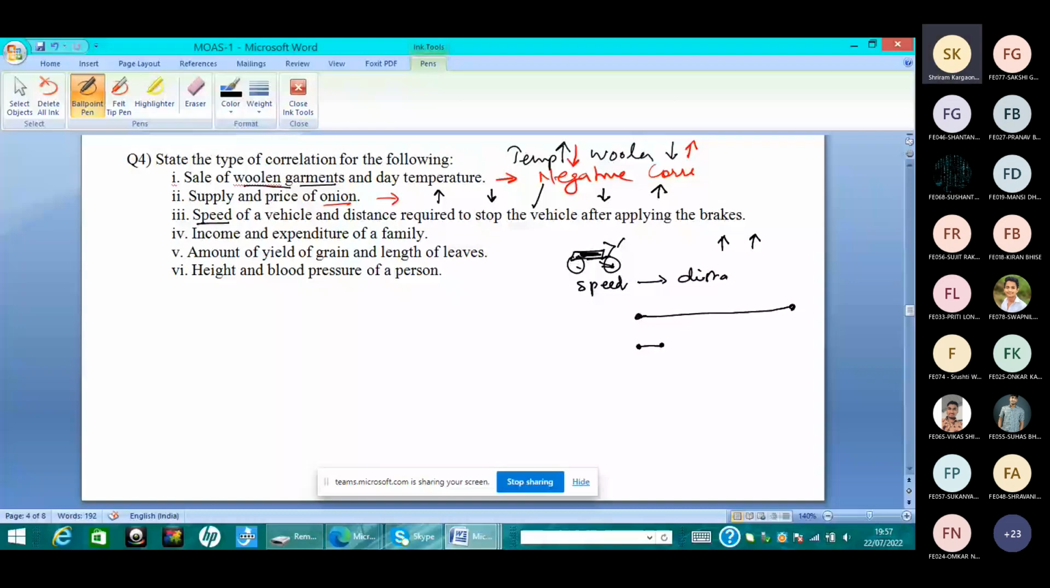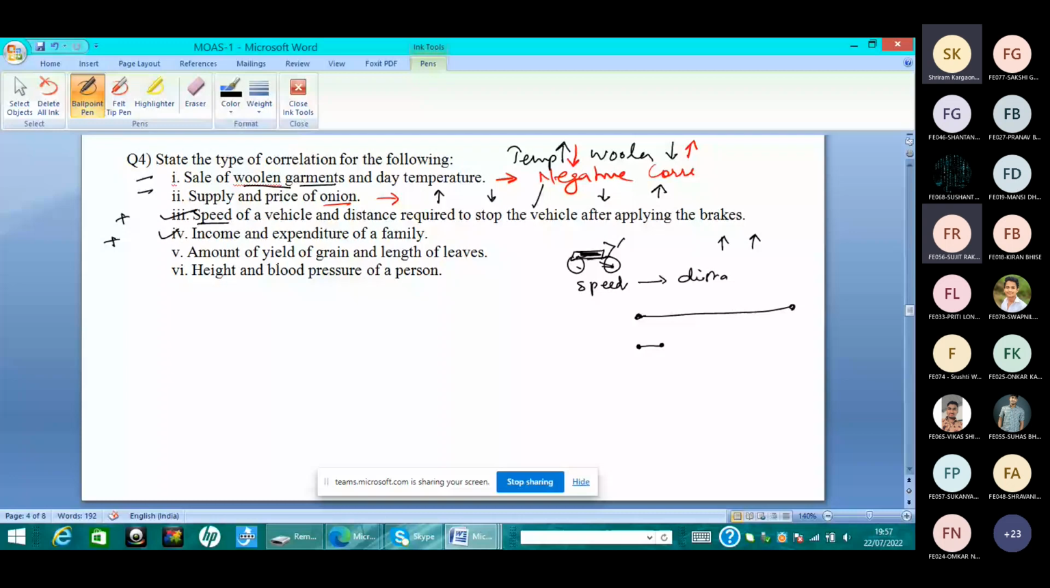Positive correlation. Income and expenditure, again positive correlation. The first two were negative. Amount of yield of grain and length of leaves. Amount of yield of grain, length of leaf.